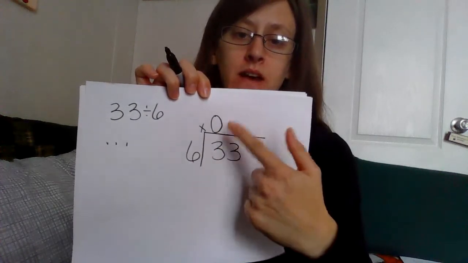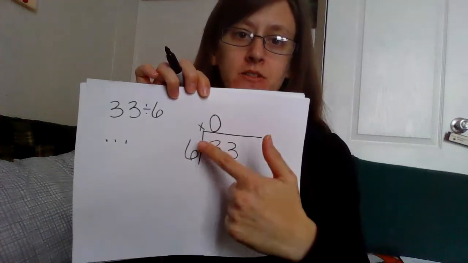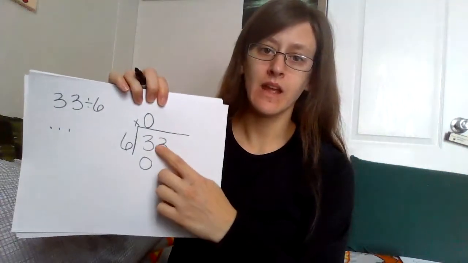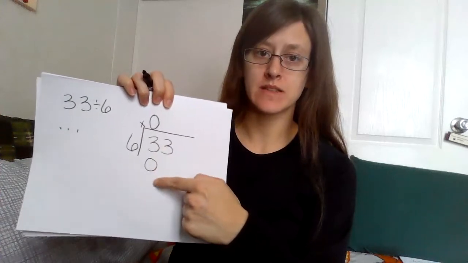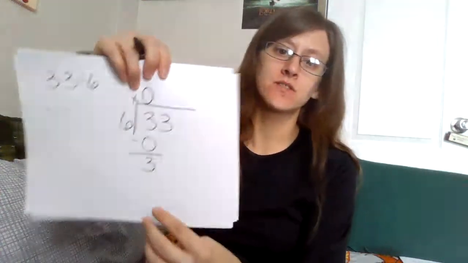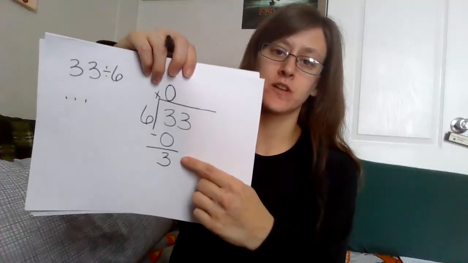So that's Dad divide, Mom multiply. 0 times 6. Anything I multiply with 0 always gives me 0. That's going to go under your 3. And then after Mom multiply is sister subtract. So 3 minus 0 gives me 3. After sister subtract, I have to brother bring down my other 3. Now what you notice about this is you just made 33 again.